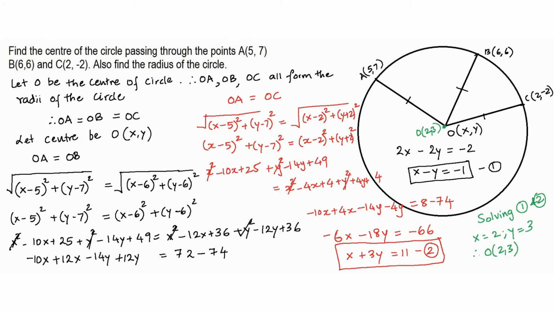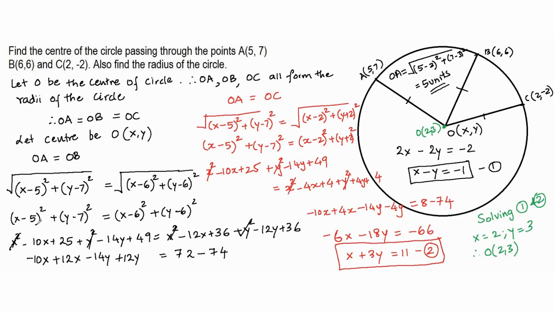They're asking me to also find the radius. So I can either find OA, I can find OB or OC. So let me go ahead and find OA. OA will be the radius, which will be under root of (5 minus 2) the whole square plus (7 minus 3) the whole square. And that is going to be 5 units. Therefore, the radius of this circle is equal to 5 units.